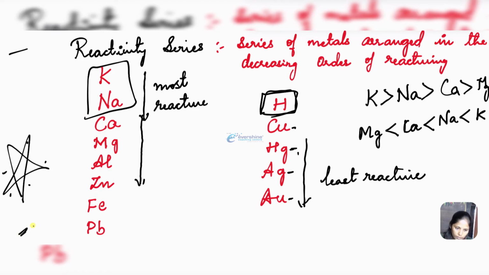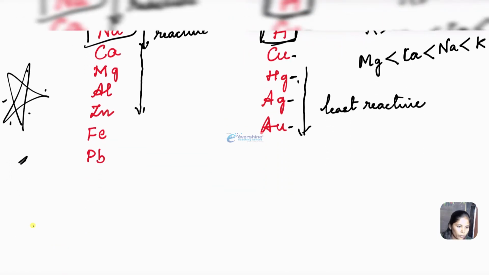Okay. So next topic, we'll move on to how metal reacts with non-metal. This is also important. Metal reacts with non-metals and forms what? Ionic compound. Very, very important topic. How does metal react with non-metal? What happens when metal and non-metal react?